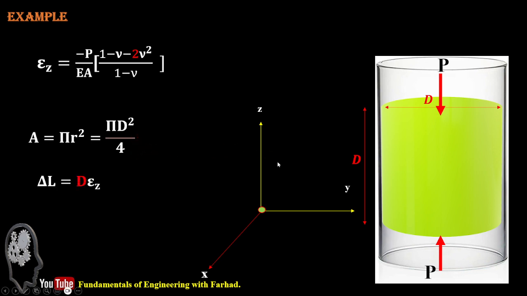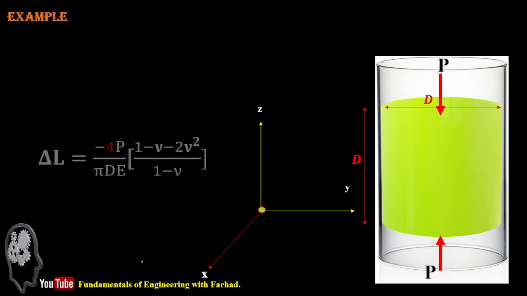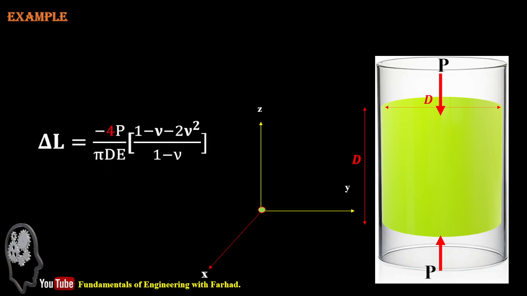In that case, delta L is D times epsilon z. Delta L is length D epsilon z, and delta L is negative 4P over pi D squared E times 1 minus nu minus 2 nu squared over 1 minus nu, times the diameter itself. If you cancel these two with each other, it says delta L, the change in length, is negative 4P over pi D E times 1 minus nu minus 2 nu squared over 1 minus nu.